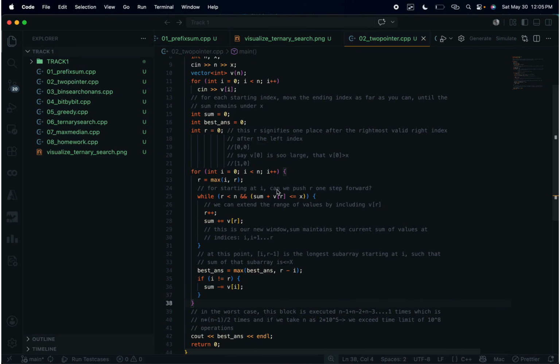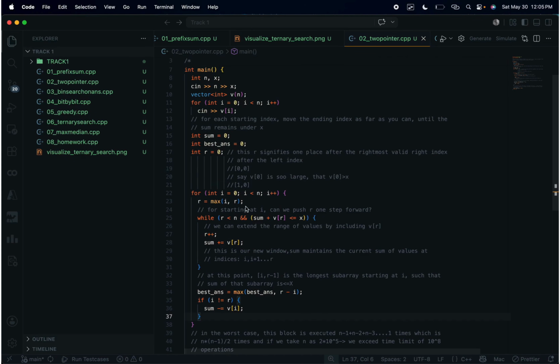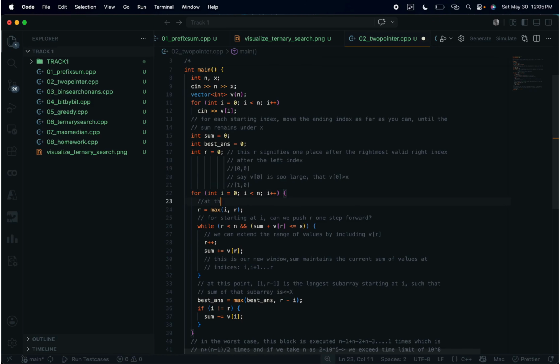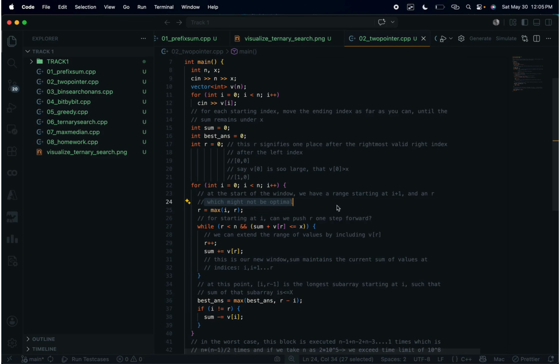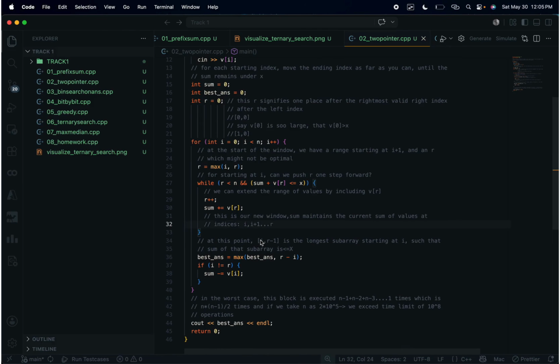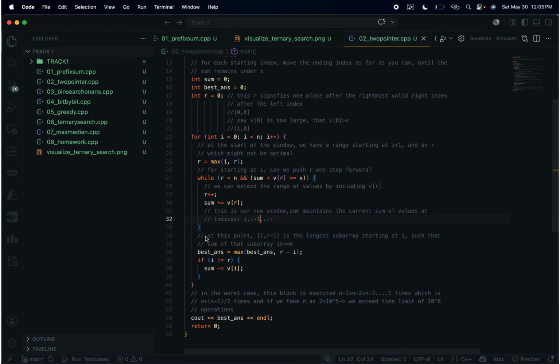Right. So each time what we have is, at the start of the window, we have a range starting at I plus 1 and an R which might not be optimal. So this R was optimal according to I and not according to I plus 1. So we start pushing R as much as possible until we reach optimality here also. So at the end what we have is at each iteration we have the best R for this specific I, and we use that R to update our answer.